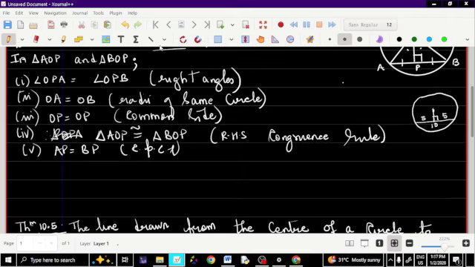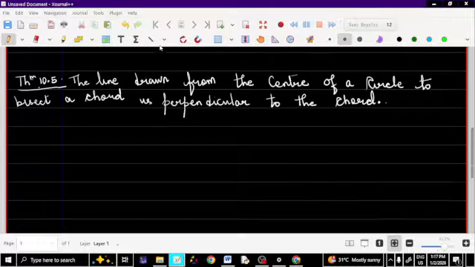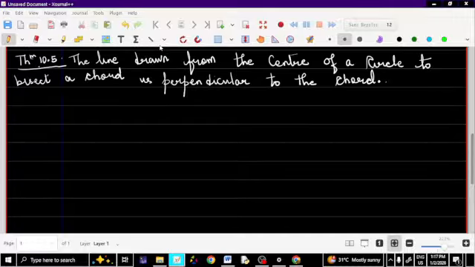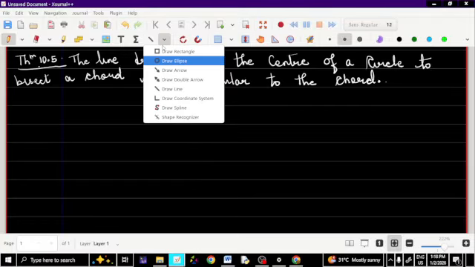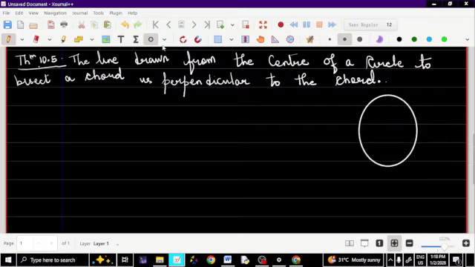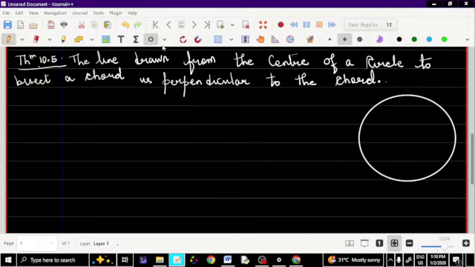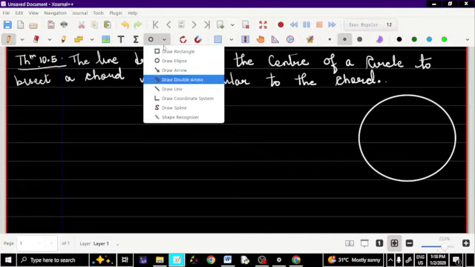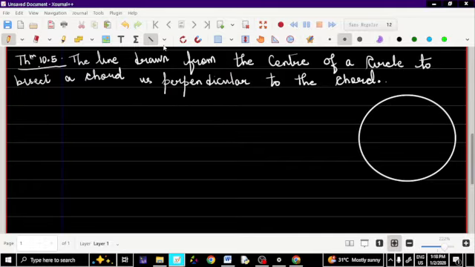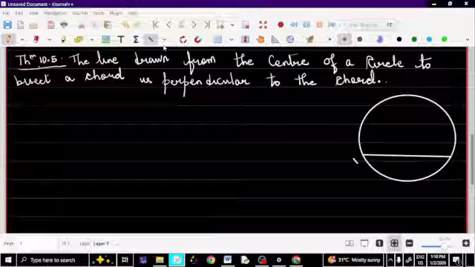Now the converse of this is what? Theorem 10.5 is the converse of the previous one. The line drawn from the center of a circle to bisect a chord is perpendicular to the chord. So now it is not told to you that you are drawing a perpendicular. There is some circle here and there is a chord. Again, let's name it AB.